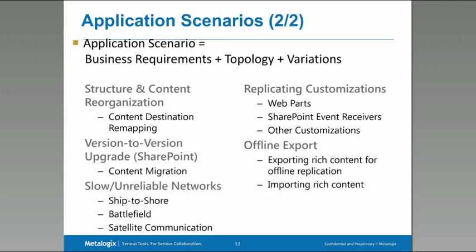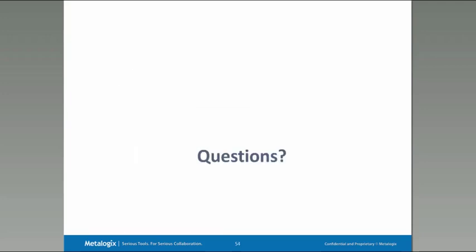Okay, unreliable network, of course, another popular usage: ship-to-shore, battlefield usage over satellites, being able to replicate customization, and then offline, of course. Okay. That's really it.